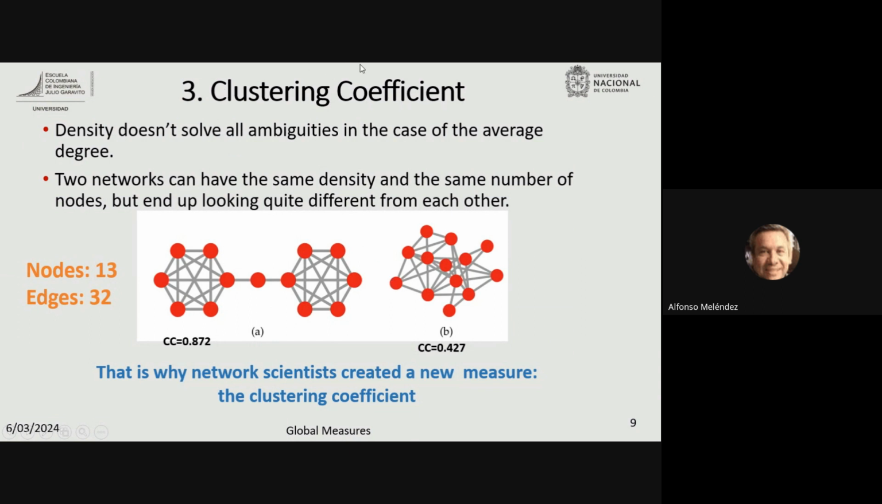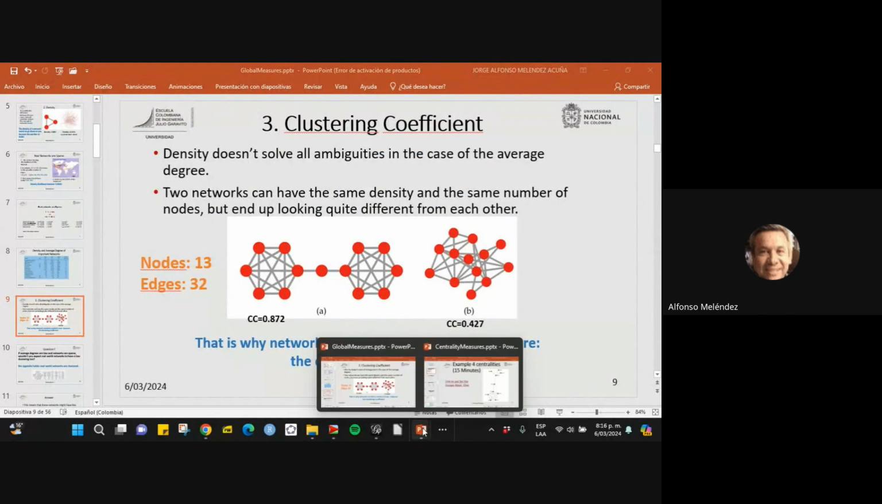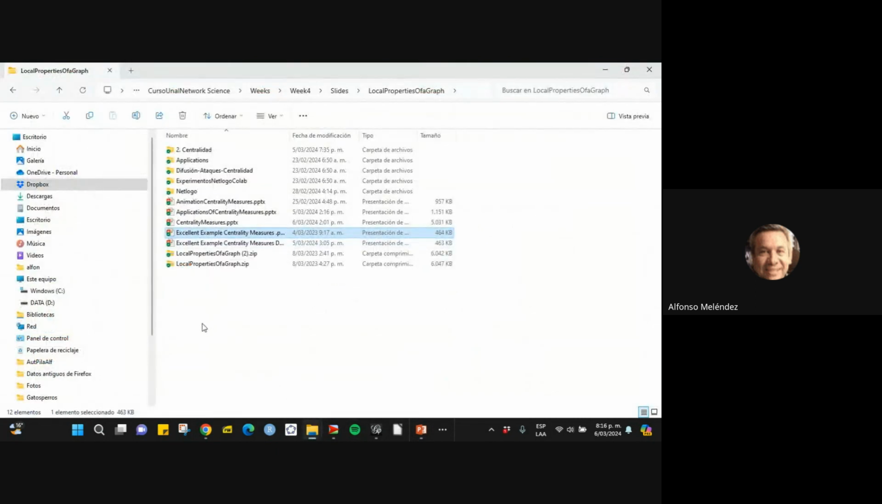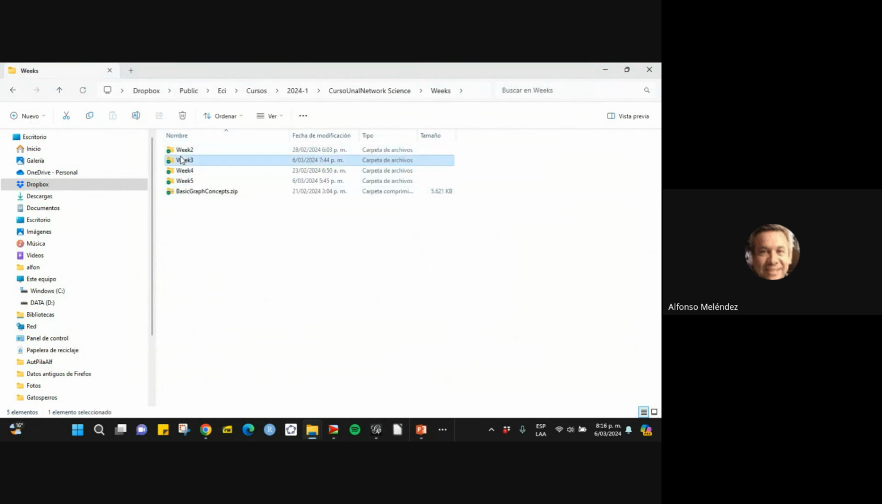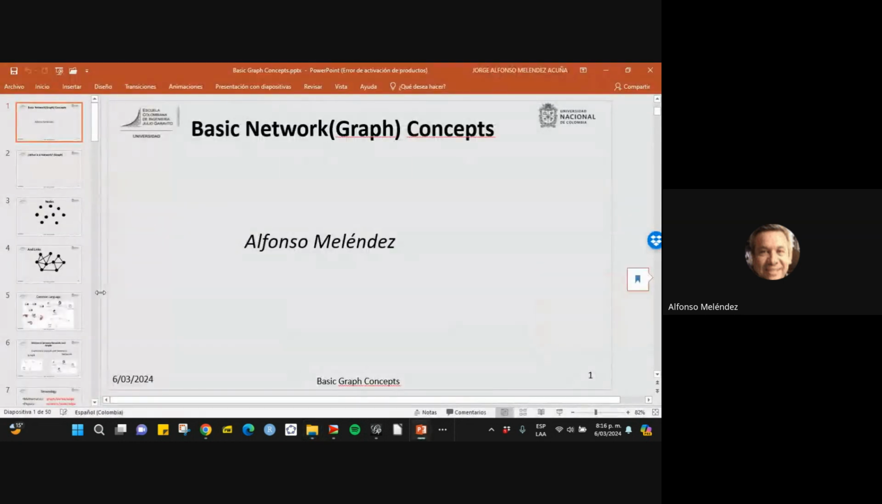Okay, let me talk about the clustering coefficient because we have not defined it yet. Let me go to another presentation to show you the clustering coefficient. I guess it's this presentation. Let me see.